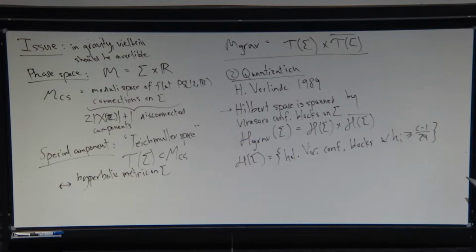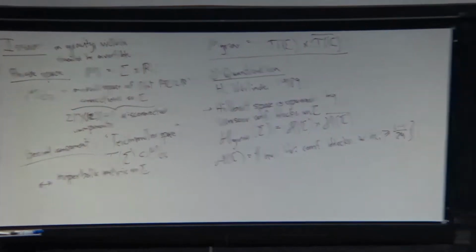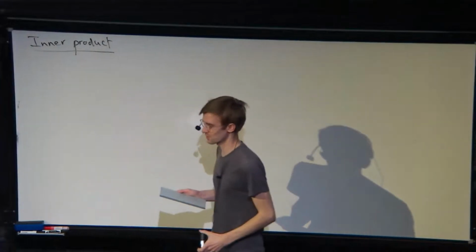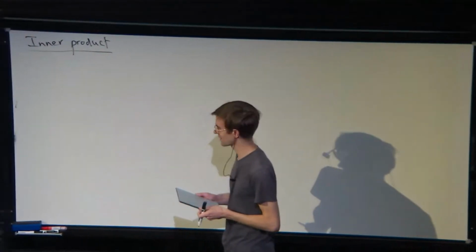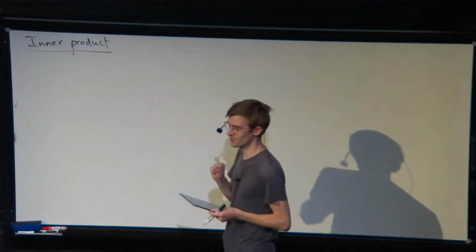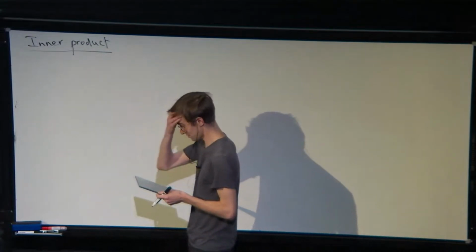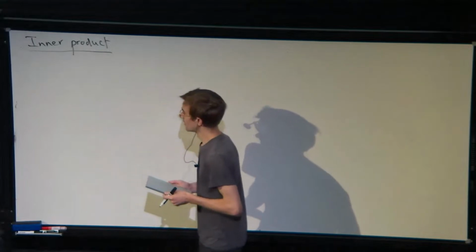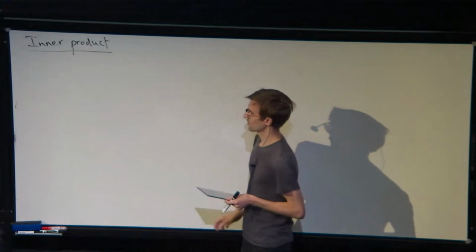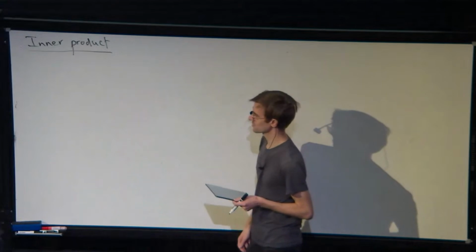Okay, but there's more to a Hilbert space than a vector space. You need to equip it with some inner product. So let's discuss that. Actually, remarkably, essentially the form of the inner product that I'm about to write down appeared in Herman's paper in 1989. What I'm going to write is a modern reinterpretation of it, but essentially all the ingredients were there, which is kind of remarkable.